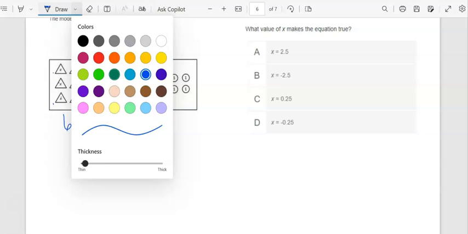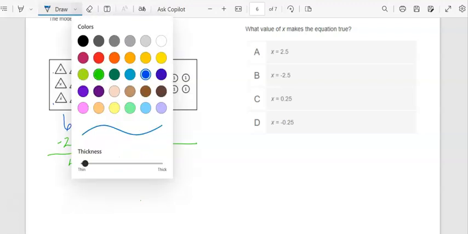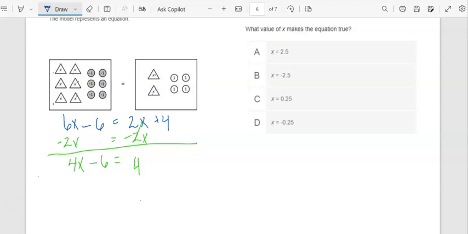Get the x's on the same side. Variables have to be together. So I'm going to subtract 2x from both sides. This cancels. 6x minus 2x is 4x. Then minus 6. And we have 4 here. Isolate the variable. We're going to first add 6 to both sides. This cancels. Then I have 4x. 4 plus 6 is 10.